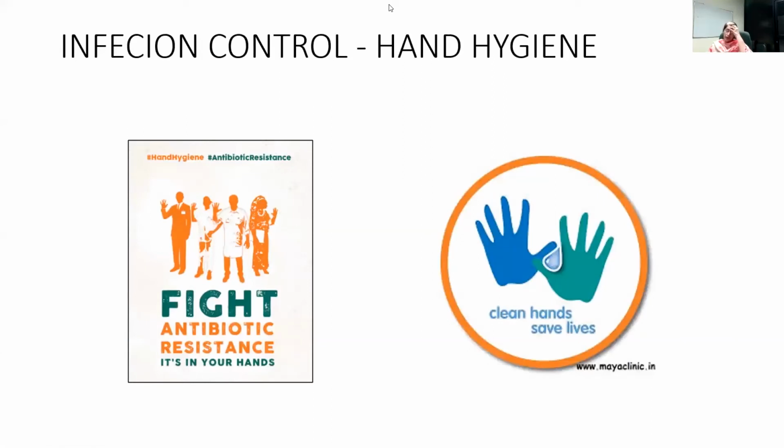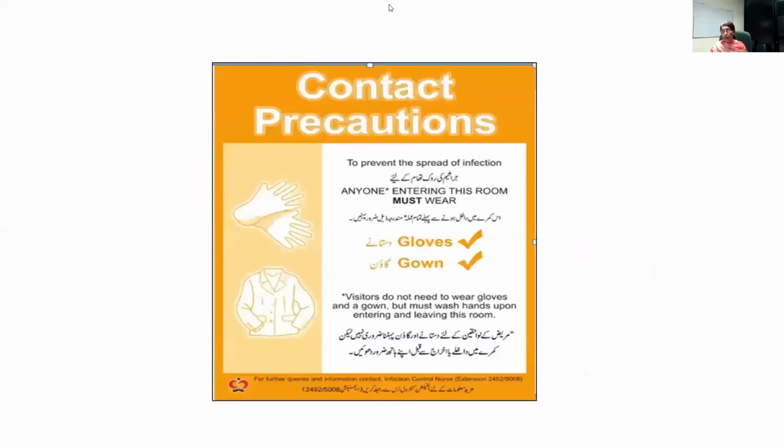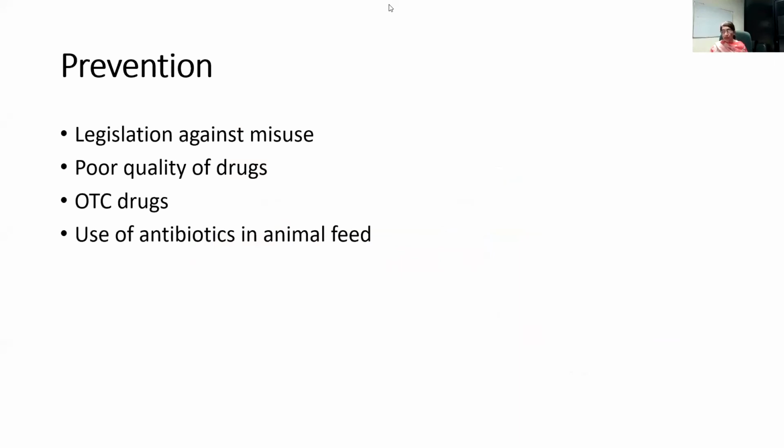intervention for control of these antibiotic-resistant organisms is infection control. The most important thing in infection control is hand hygiene and transmission-based precautions, that is, the use of contact precautions, gloves and gowns whenever you see such patients.